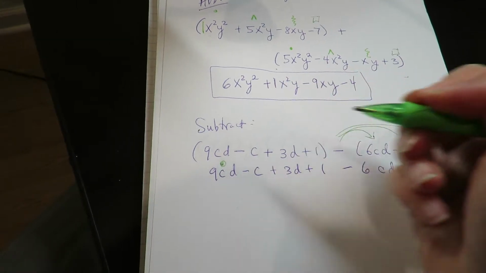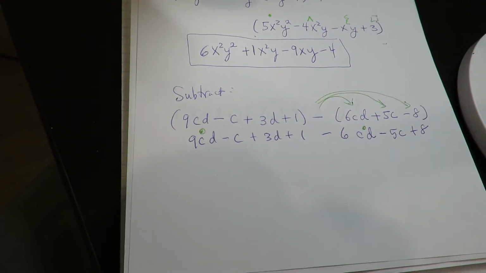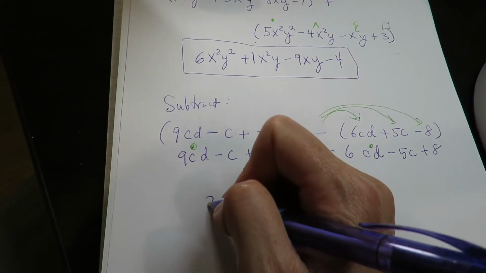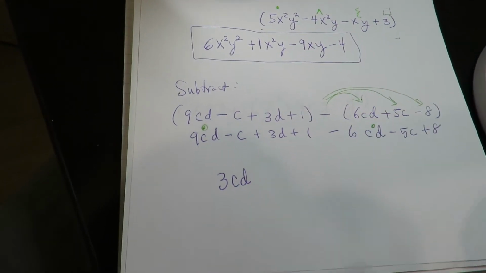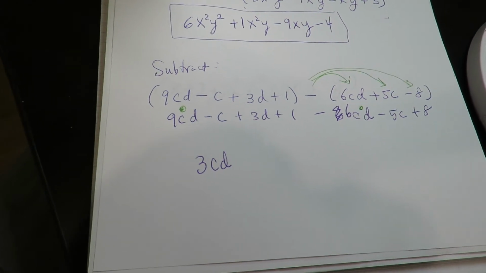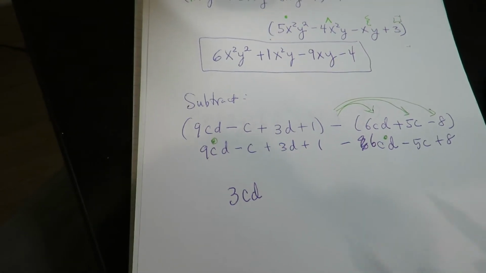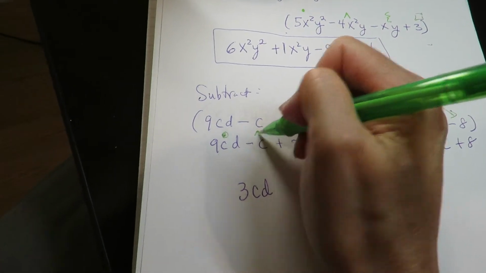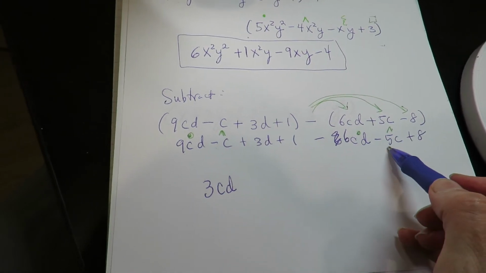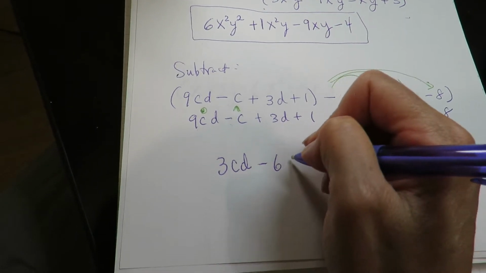So this is a CD and this is a CD, so I can combine this. So it's 9 minus 6 of that type, so that's 3 of that type. Let me just move this a little closer, guys, it's just too far away. Alright, the next one, this has a C and this has a C. So -1 minus 5 is -6 of that type.